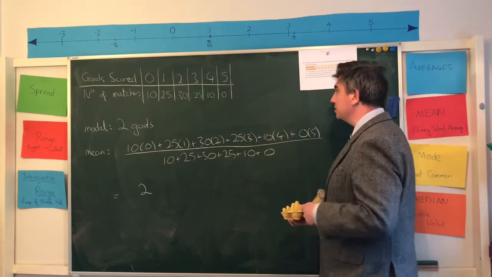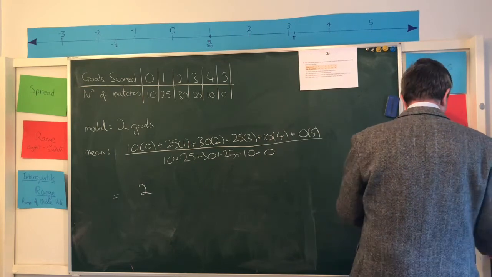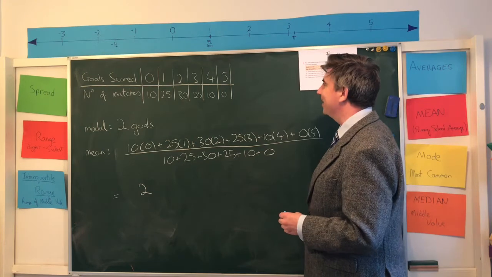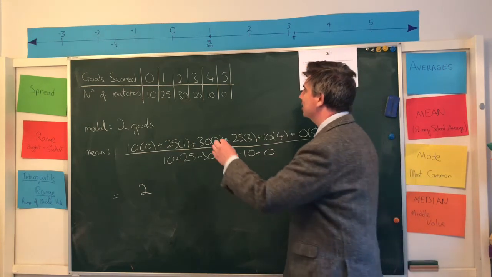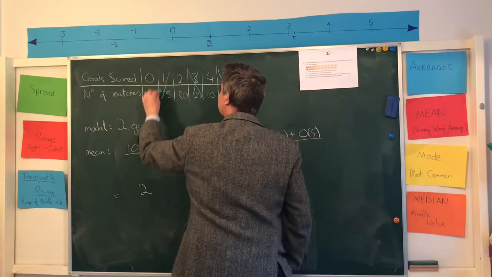I might just put some crosses through. Oh, you might have seen my white chalk has arrived. So, I have a 4th colour I can write with. So, it can't be that, it can't be that, it can't be that.